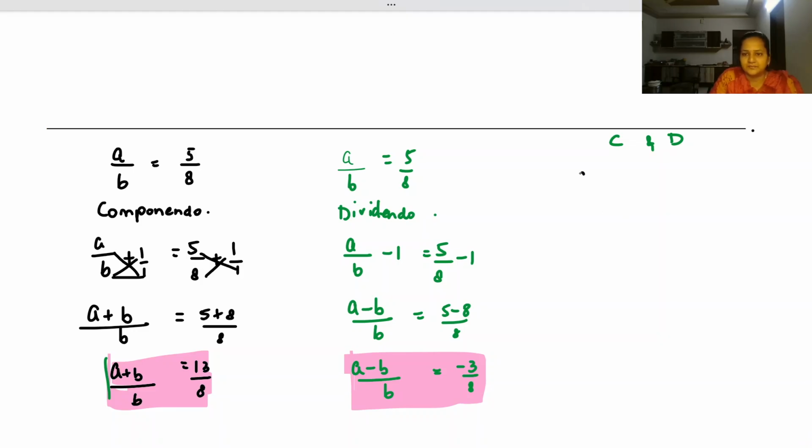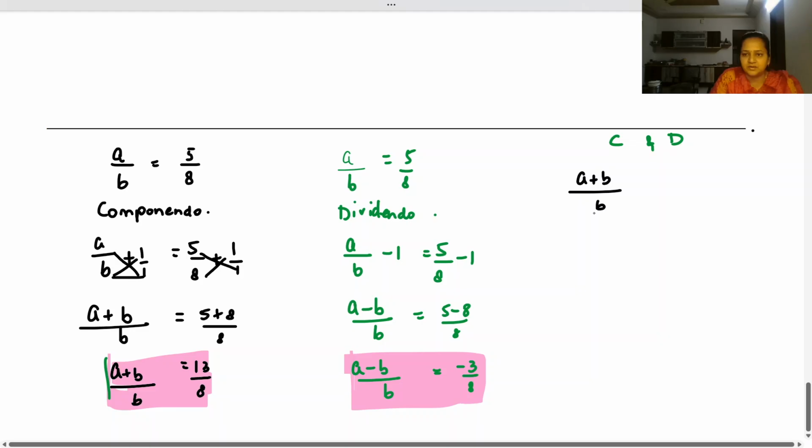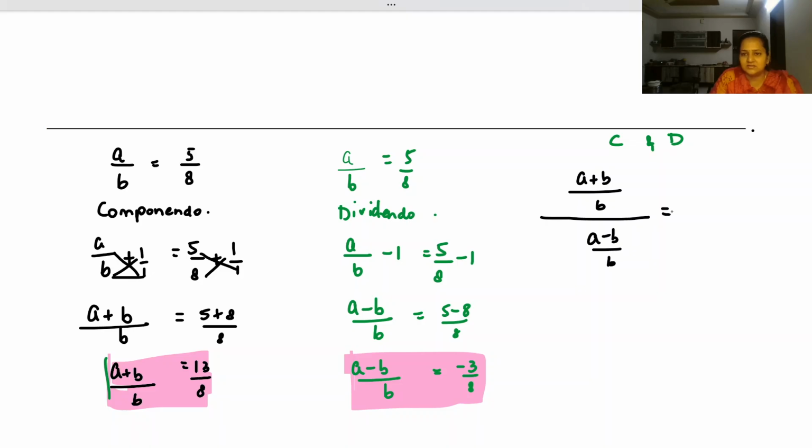We are going to get (A plus B) upon B divided by (A minus B) upon B is 13 by 8 divided by minus 5 by 8. And then we have B getting cancelled in the denominators. And the final answer is (A plus B) upon (A minus B) is 13 by minus 5.